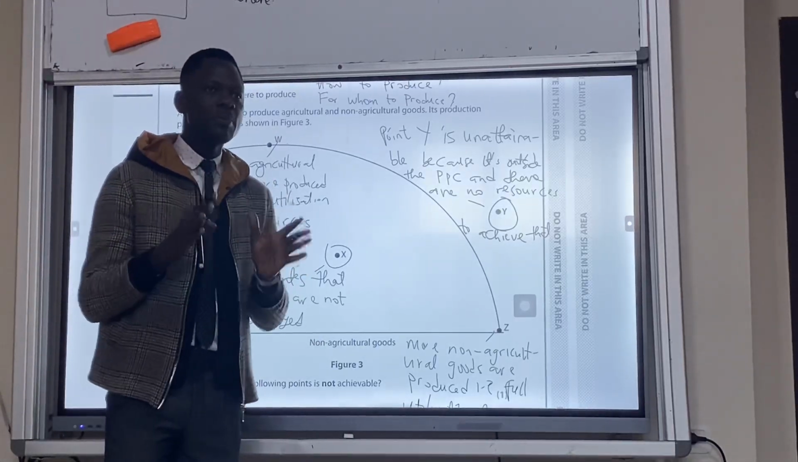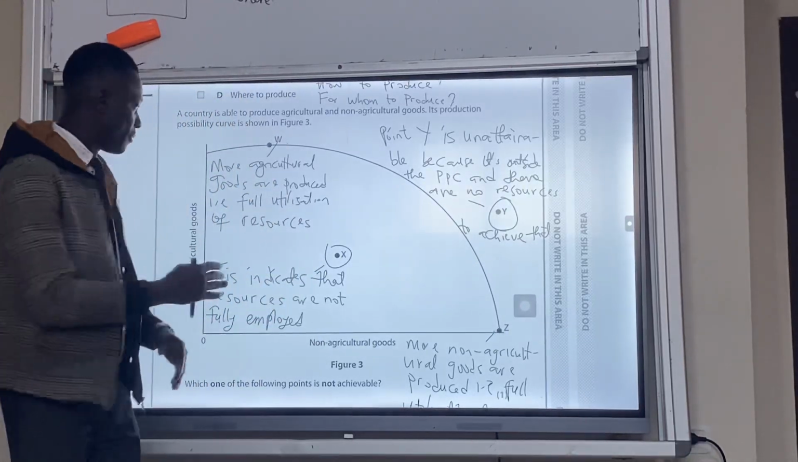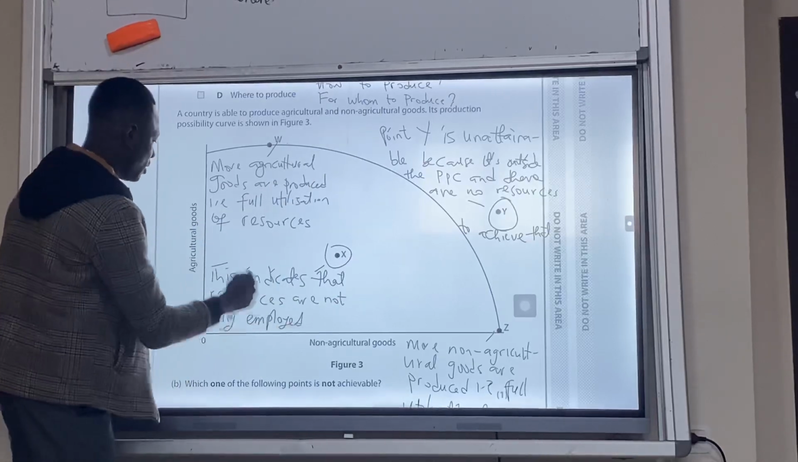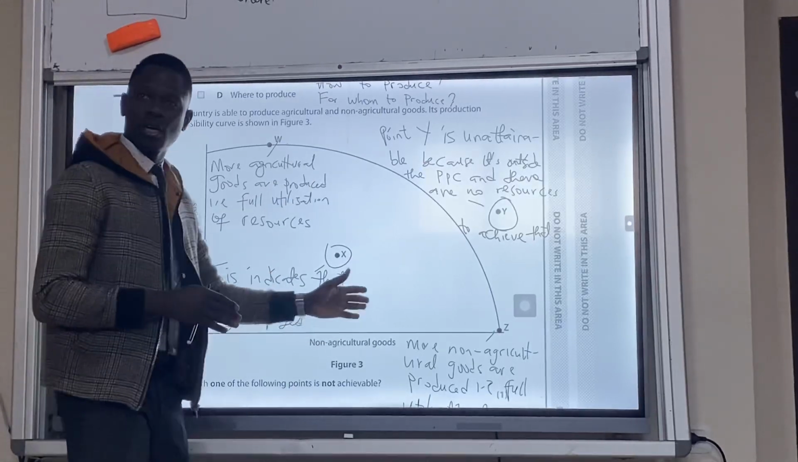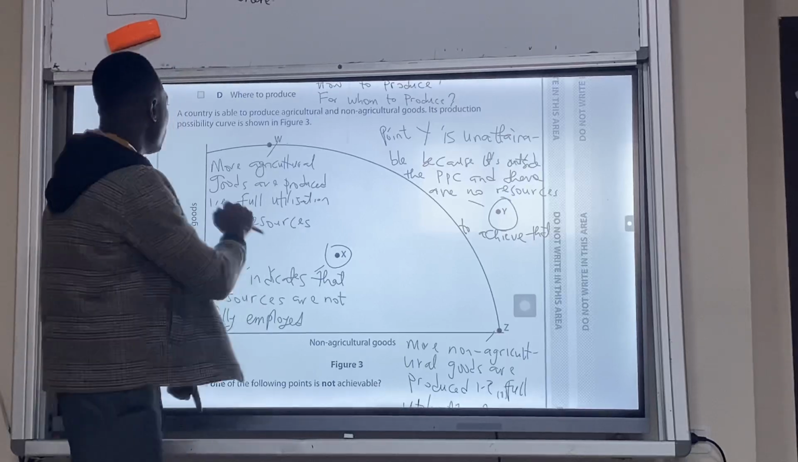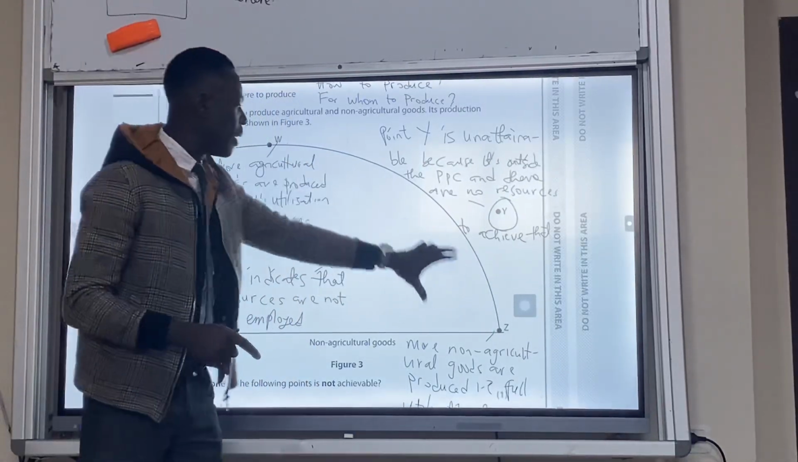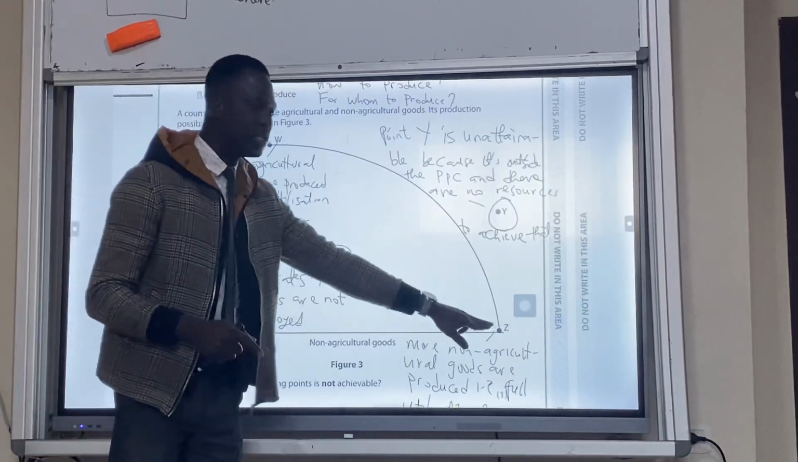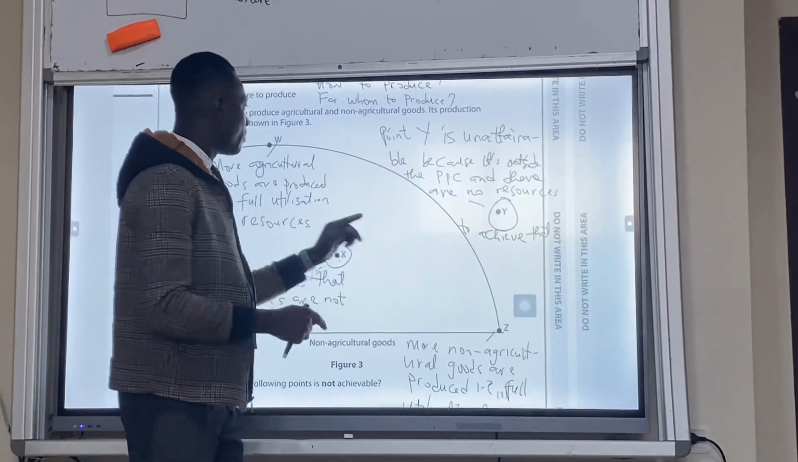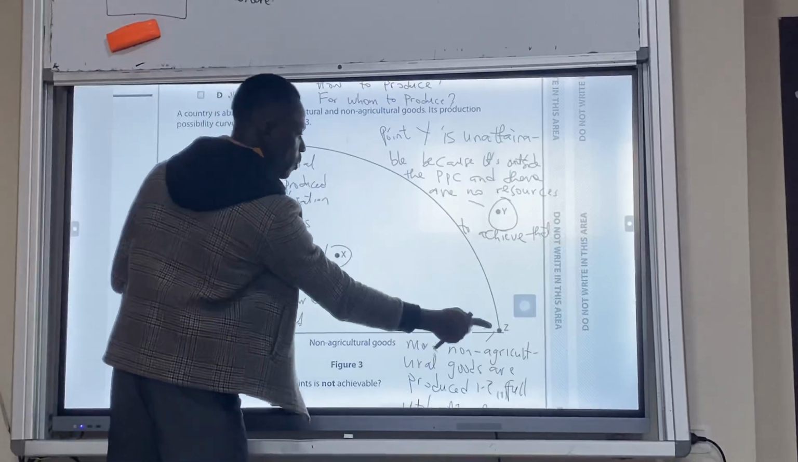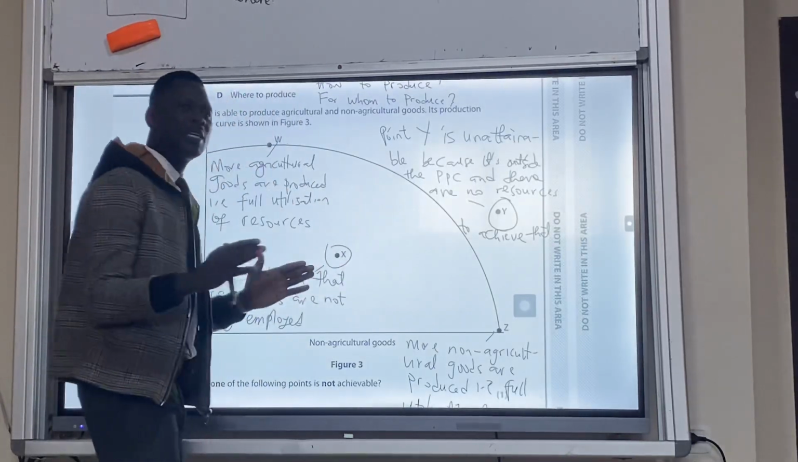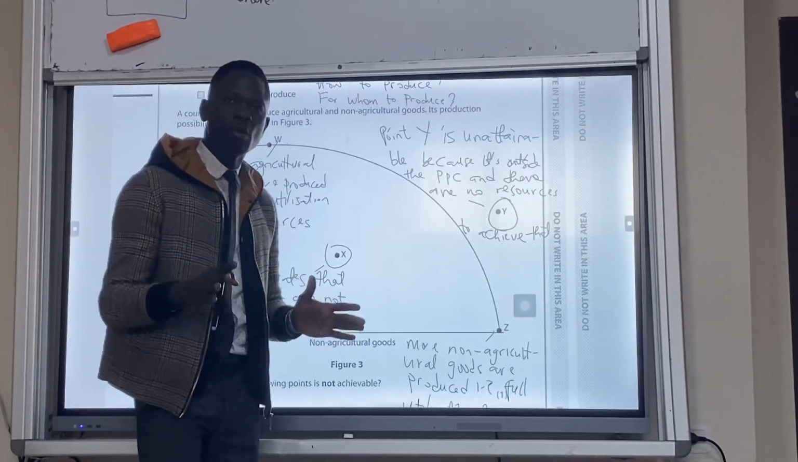Get the definition of a PPC. A PPC is a graph that shows the combination of agricultural goods and non-agricultural goods that can be produced if all resources are fully utilized. That means all resources are used within the boundary. This is the boundary. WZ are the boundaries. So if we are producing at this point, WZ, it means the resources are fully employed or fully utilized.